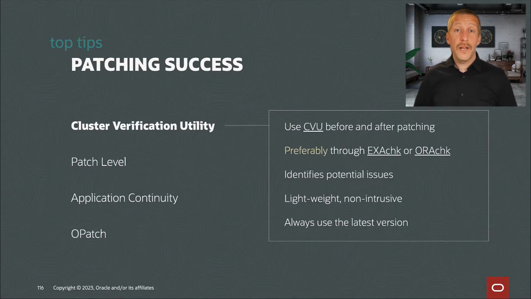Here's a few tips for patching grid infrastructure. The first is about the cluster verification utility, or CLUFI. Before you patch GI and after you patch GI, you can use the cluster verification utility to ensure that there is no problems with your cluster. Ideally, you use CLUFI, or the cluster verification utility, through either AuraCheck or ExaCheck. So go to the appropriate channels and get the latest version of AuraCheck or ExaCheck, and then run these checks before and after you patch GI. It's a lightweight and non-intrusive check that you can run while there are users connected to your cluster.